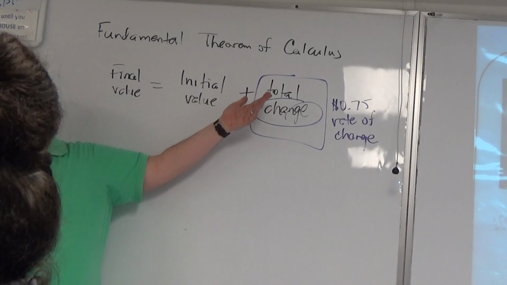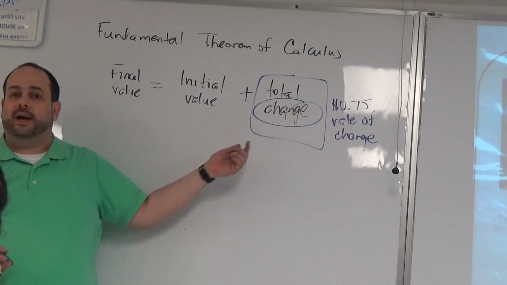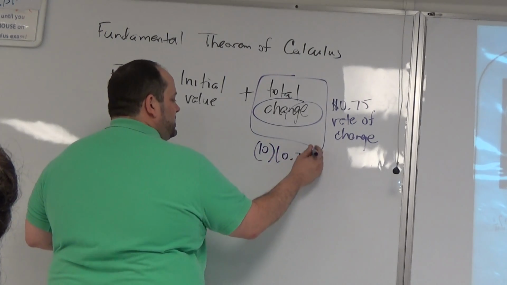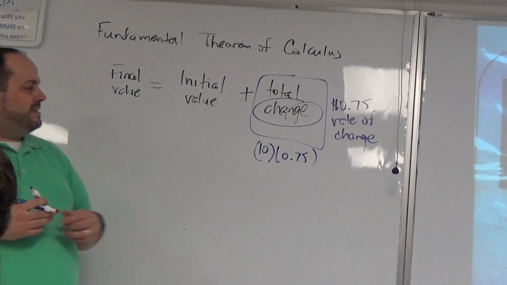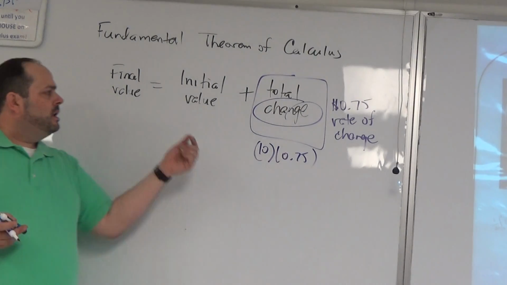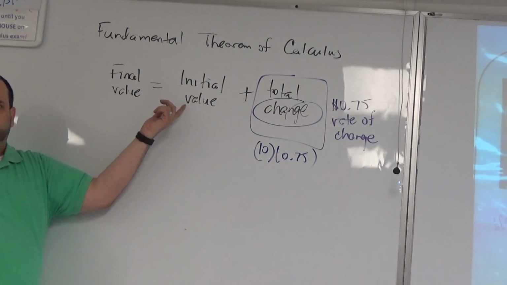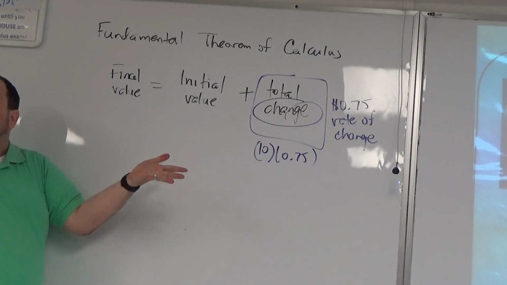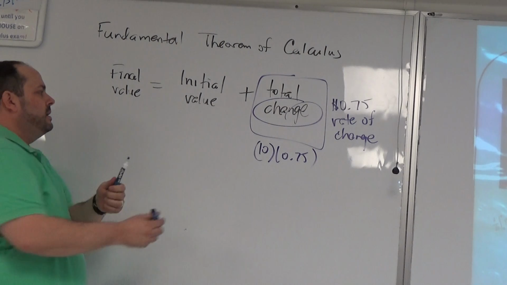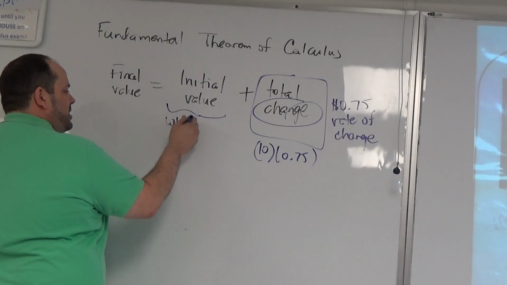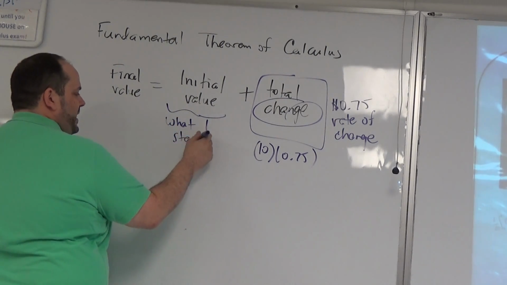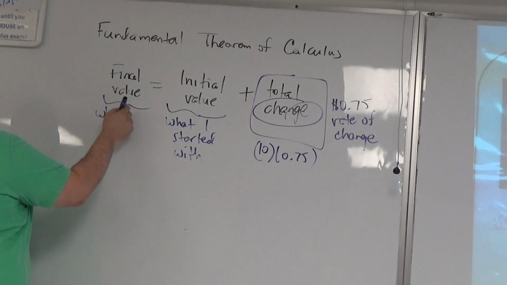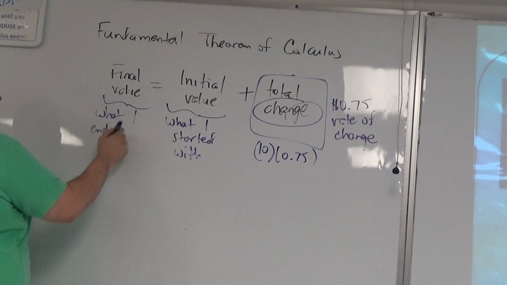If I answered 10 questions correctly at 75 cents per question, the total change would be 10 times 0.75. Another way to say that is it's how much you've accumulated. What did the initial value represent? What you walked in with. It's what I walked in the door with, how much I had in my pocket. So initial value is what I started with, and the final value is what I walked out with, what I ended with. And that was the fundamental theorem of calculus.